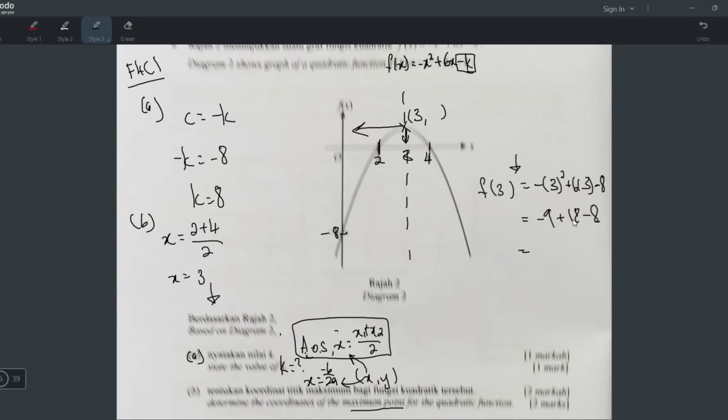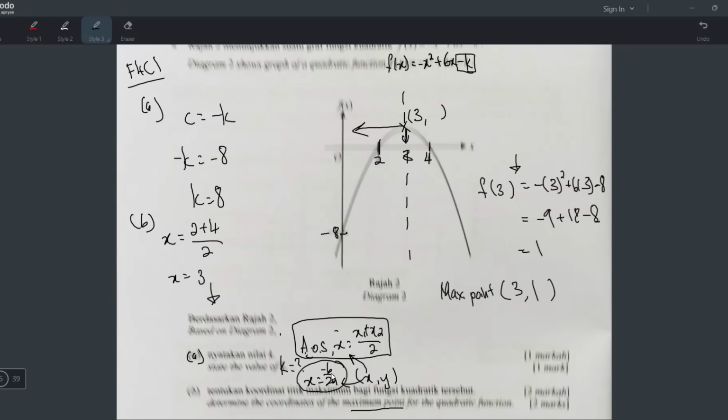Negative 9 plus 18 is 9. 9 minus 8 is 1. So that's your y coordinate. So now you have your x and y coordinate. Now you can write the maximum point. And when you write a point, you usually write in brackets like this. The x coordinate is 3, the y coordinate is 1. Okay, that's all.